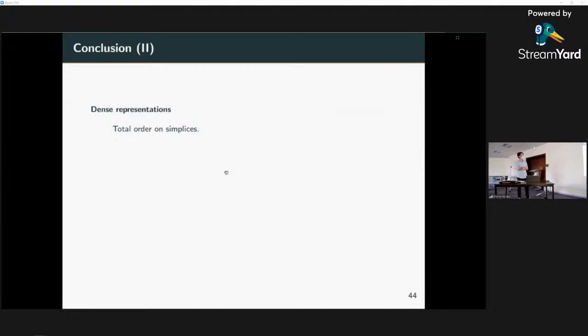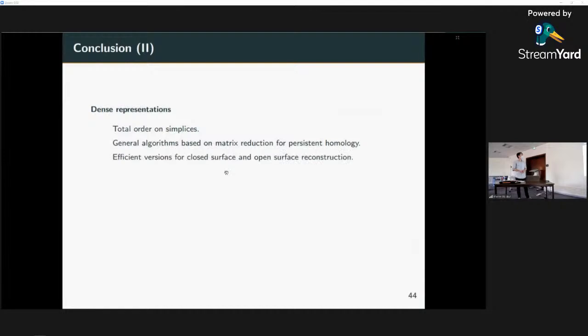For the second approach we've considered, we've defined a total order on simplices, which is linked to a characterization of Delaunay or regular triangulations. We describe general algorithms that use matrix reduction, usually used for persistent homology, to solve optimal homologous chain problems. And we described efficient versions both for closed surface and open surface reconstruction, which were useful in the case of urban reconstruction. And finally, we defined a critical basis and showed how we can use a sharp edge detection in applications where defining a boundary would be difficult.